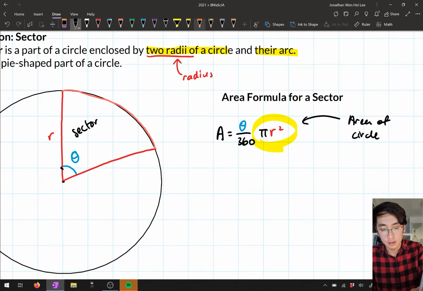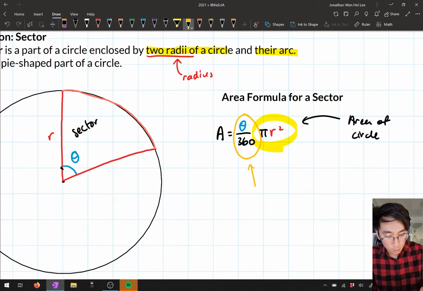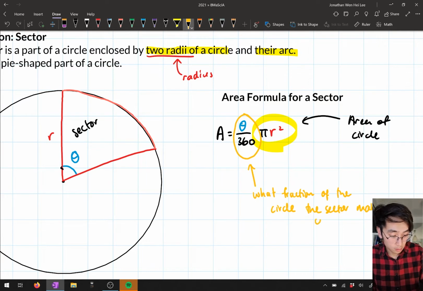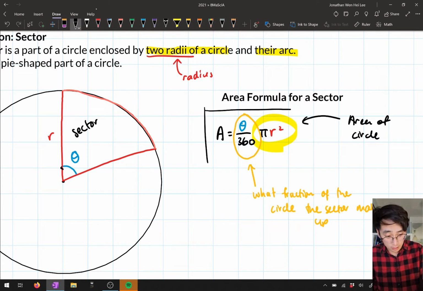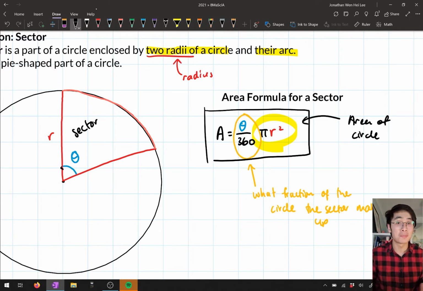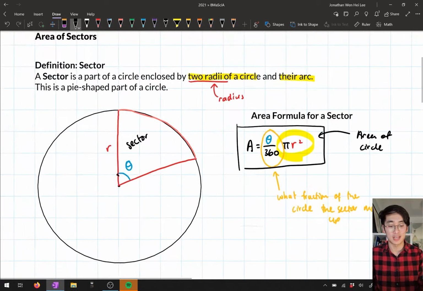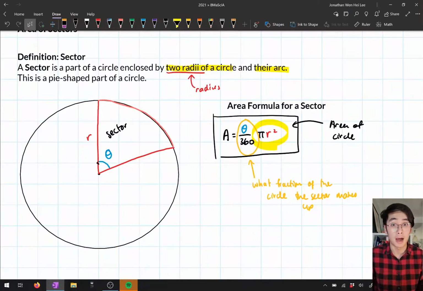And this part over here is just what fraction of the circle the sector makes up. So what we need to do is find what fraction of the whole circle that this sector makes up, and then we times it by the area of a circle. So that's the formula we're going to be using when we're trying to find the area of a sector. Theta over 360 times pi r squared.